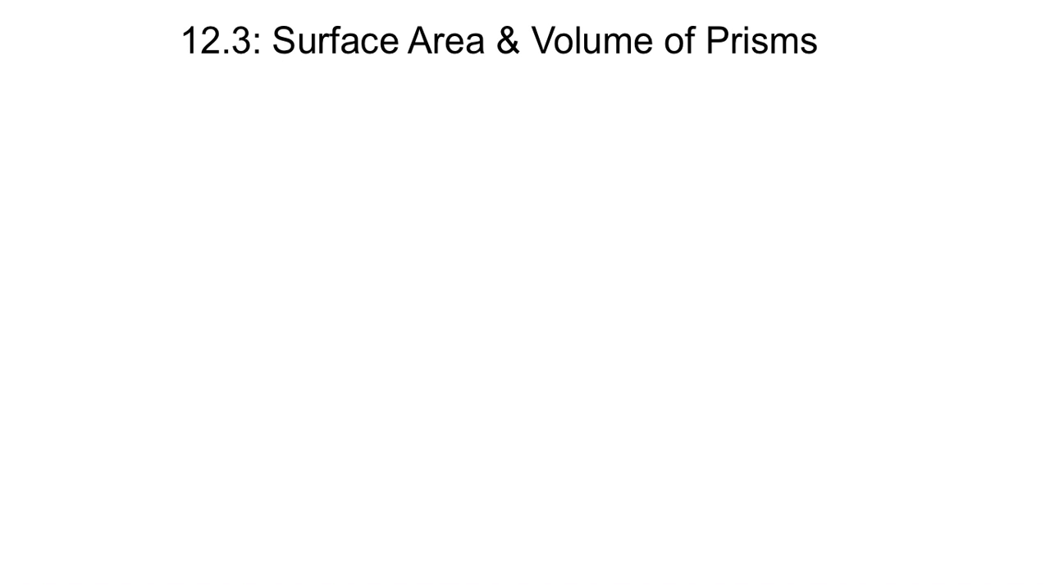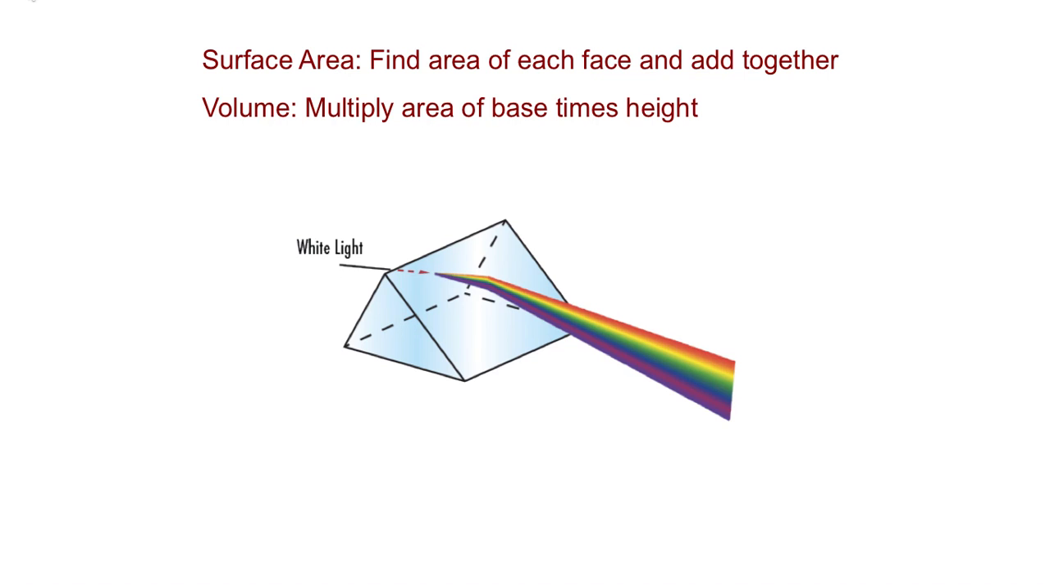In this video I'm going to be talking about the surface area and volume of prisms. One thing about prisms is that they're basically three-dimensional objects. Horrible description, I know.